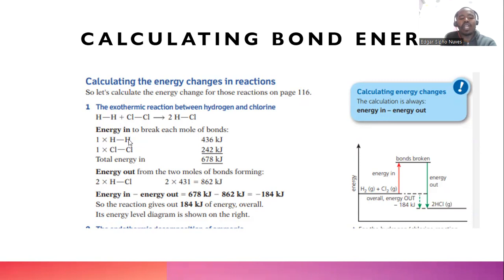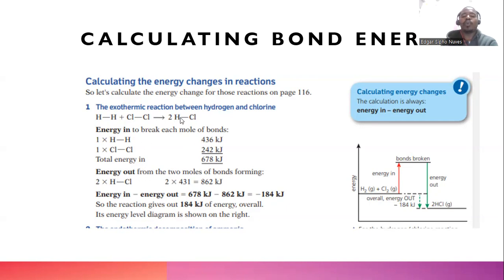So we have one H-H bond, and we found this 436 kilojoules from an energy table. It's positive because it's energy taken in. In the same way with the Cl-Cl bond, we find the value from the energy table, and it's positive because it's energy taken in to break the Cl-Cl bond. So the total energy we've taken in is 678 kilojoules. And now we look at the products.